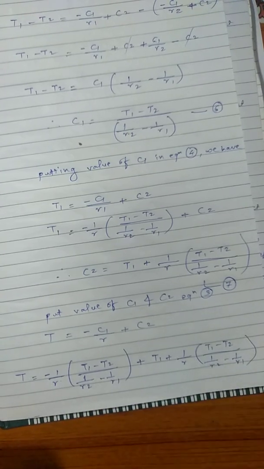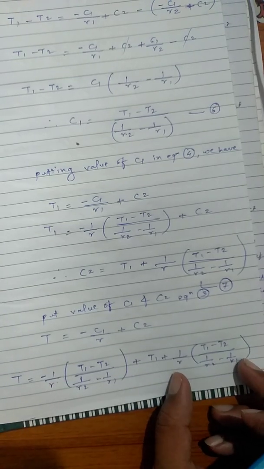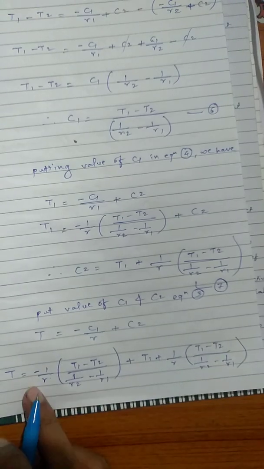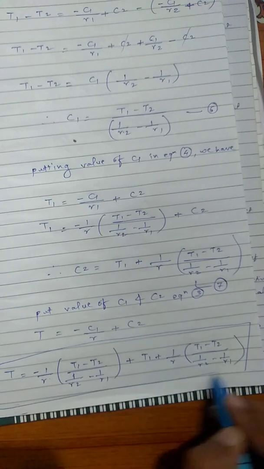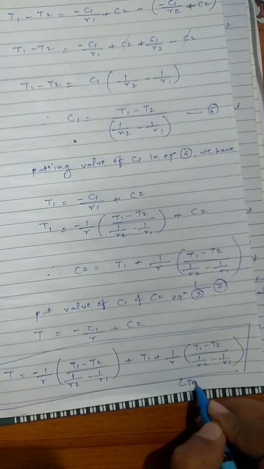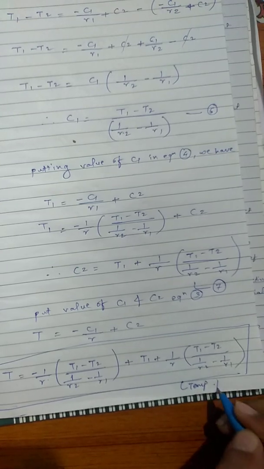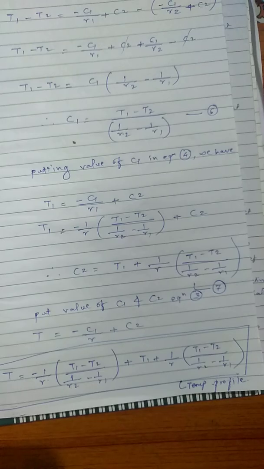Further you can reduce by taking this and this common. What you are going to have? 1 minus T1. So T1 minus 1. So either you can take it common or you can keep as it is. So this is the temperature profile in the case of a sphere. Okay, temperature distribution and temperature profile in the case of a sphere.